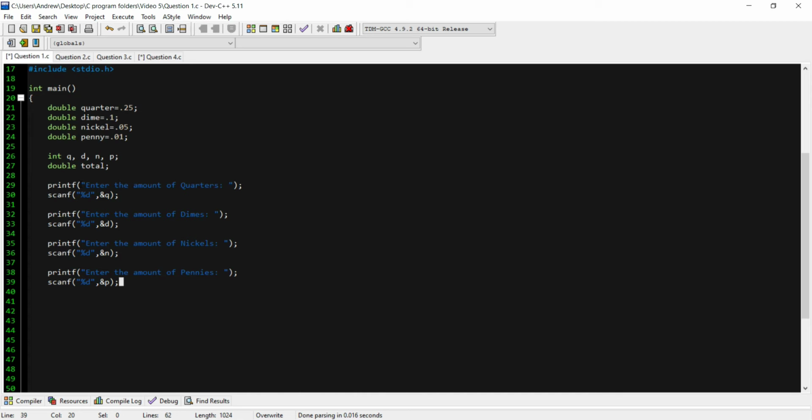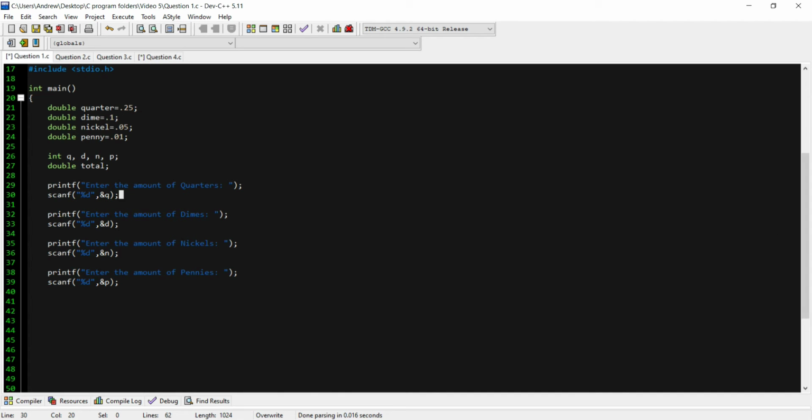So I did a printf function so I can ask the question to the user. It is asking, enter the amount of quarters you have. So this scanf function will take input from the user when the program is running, and it will store that value in Q.